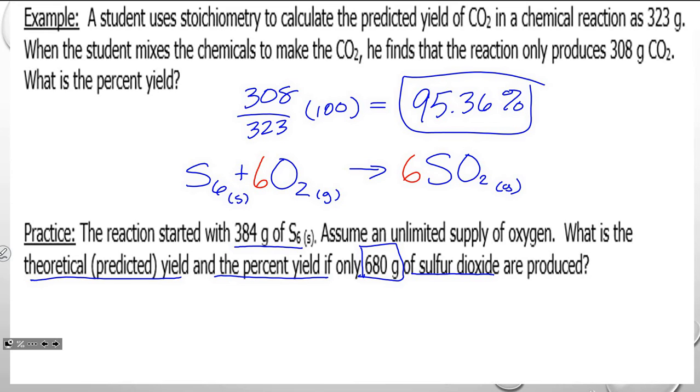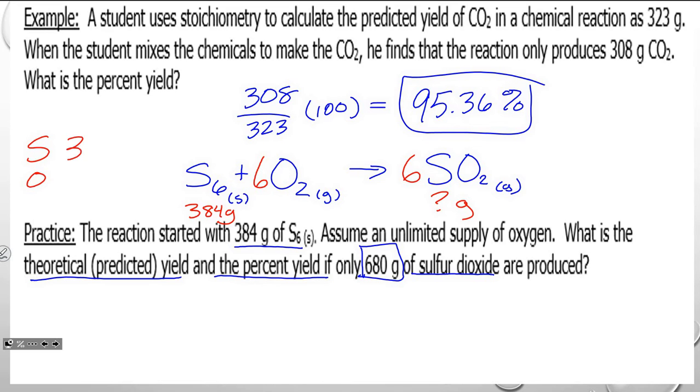Okay, so they gave me that I started right here with 384 grams of this. I need to find out how many grams of this that I have. So this is straight stoich that I'm doing right now, just straight stoichiometry. So I know I'm going to have to add up SO2. So let's just do that really quick.